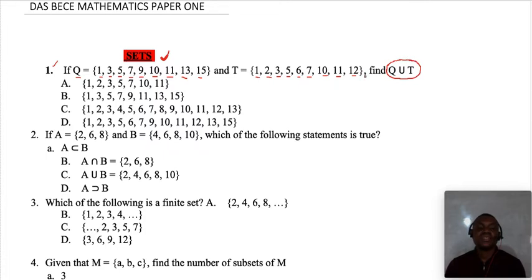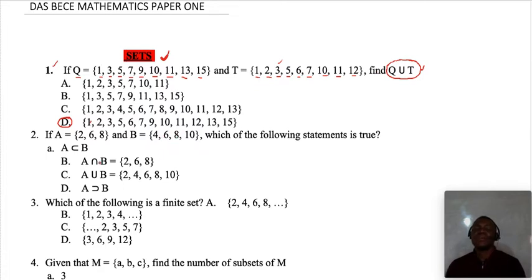So union means we are combining the two sets. If you look at the answers, it's answer D which is correct, because answer D consists of all the members here, but note that you shouldn't repeat the numbers. You see that 1 is here, 2 is there, 3, that. So what you should understand is that when they ask you to find union, it is combining all the members in the sets given. That is what you combine.